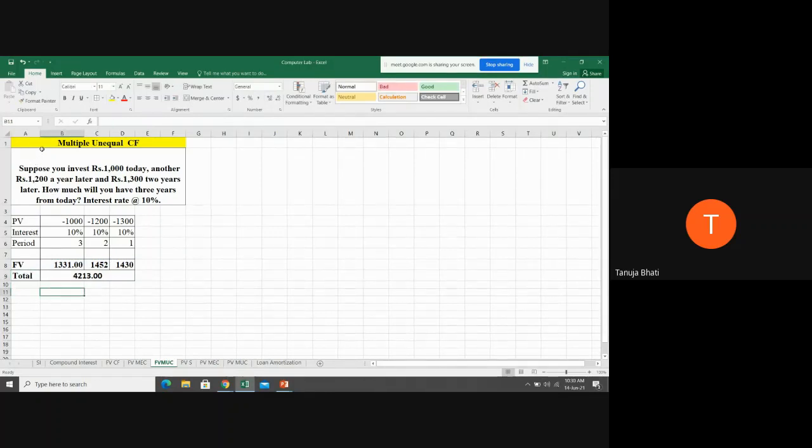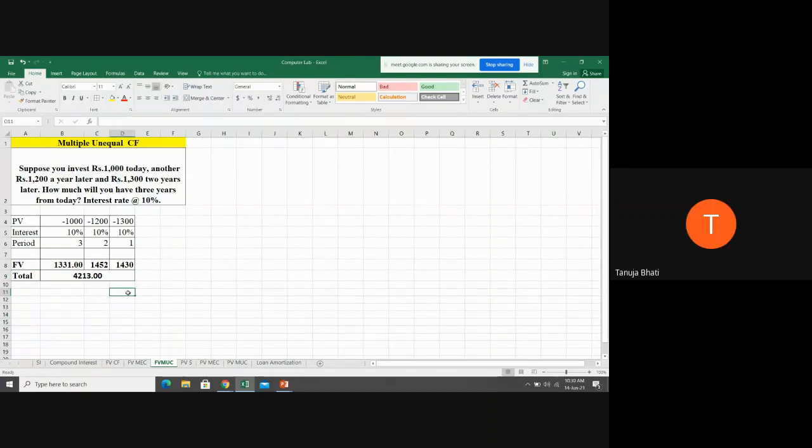Is this particular problem clear, students? Using Excel. The other way too is clear because we have already done this manually. But using Excel, is this problem clear? Yes, ma'am. Okay, a quick revision.